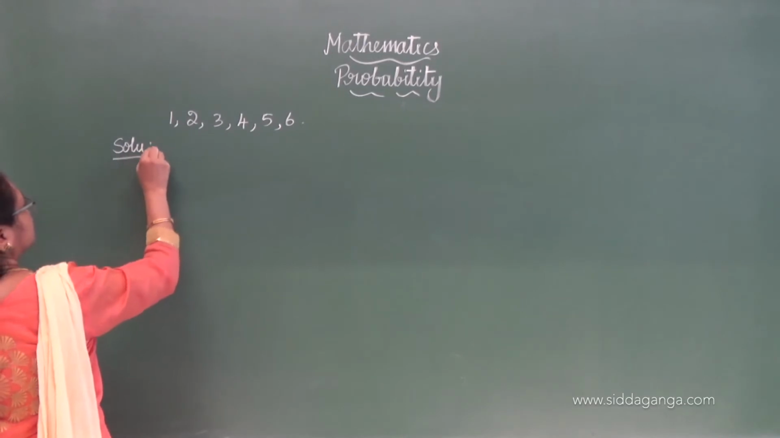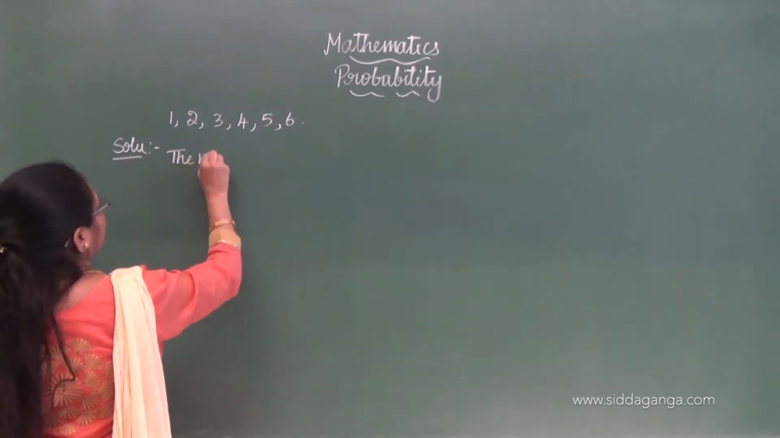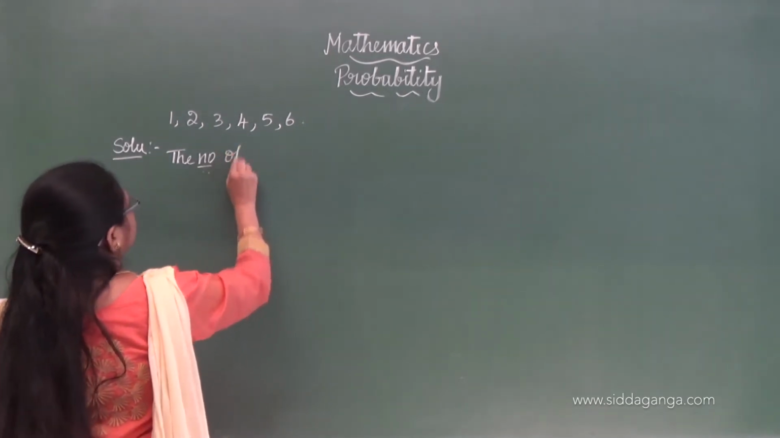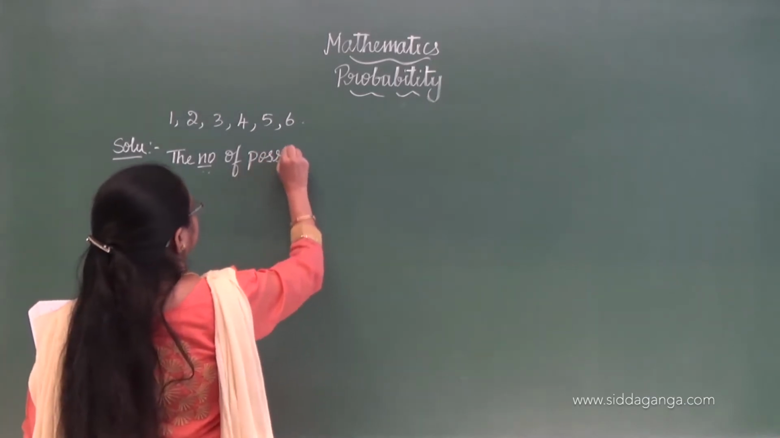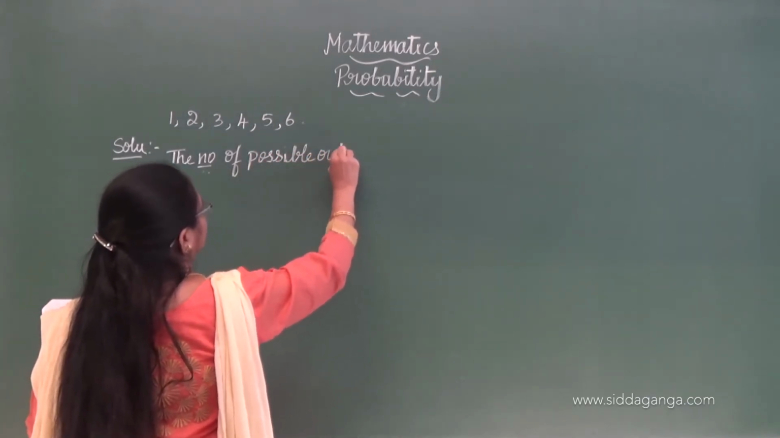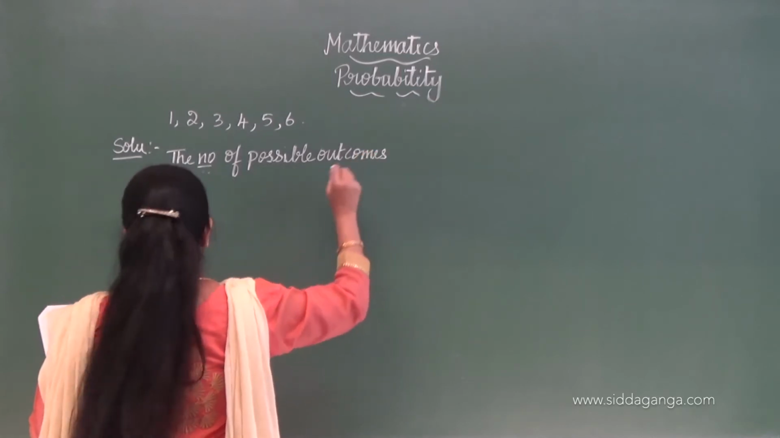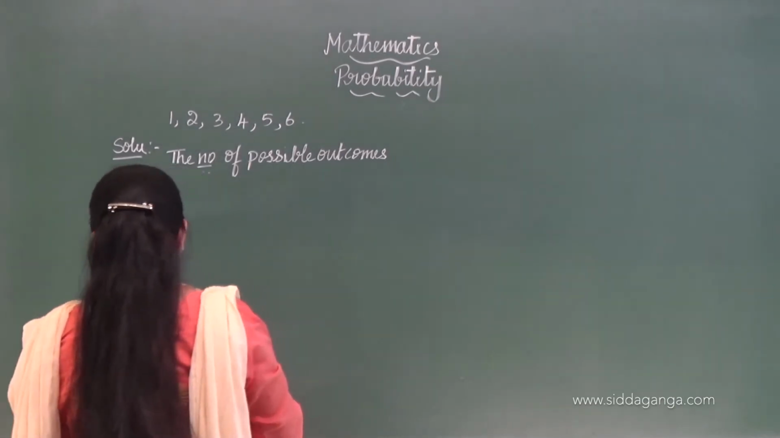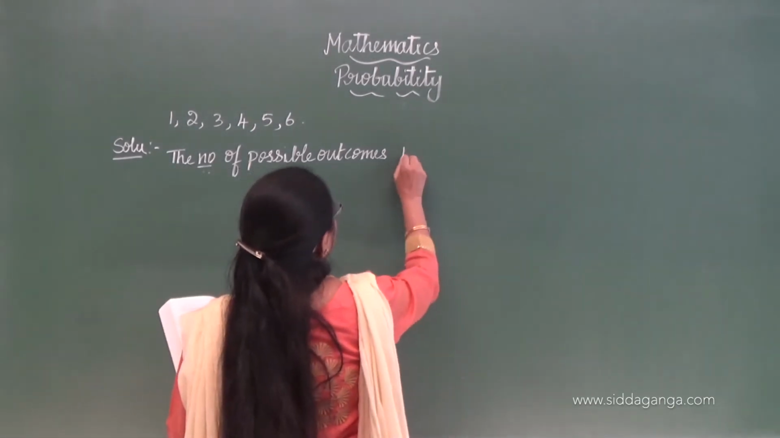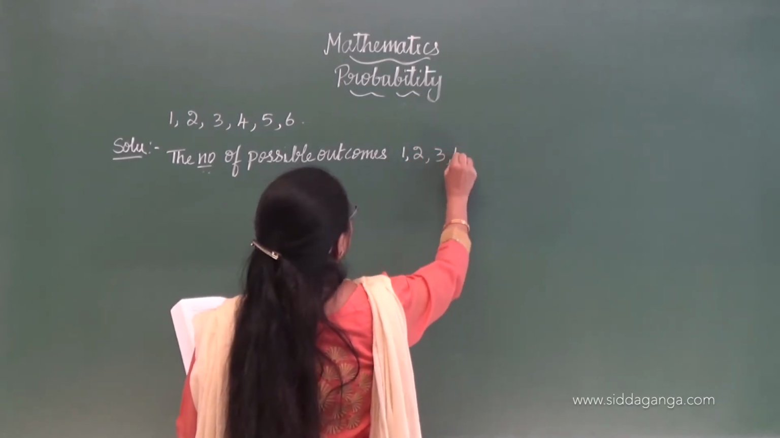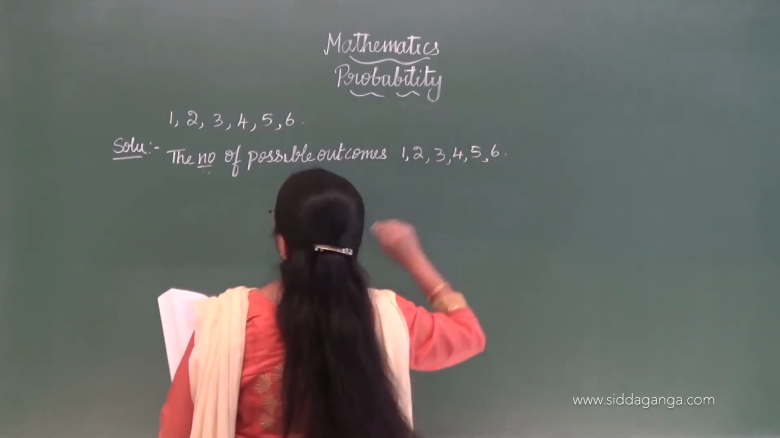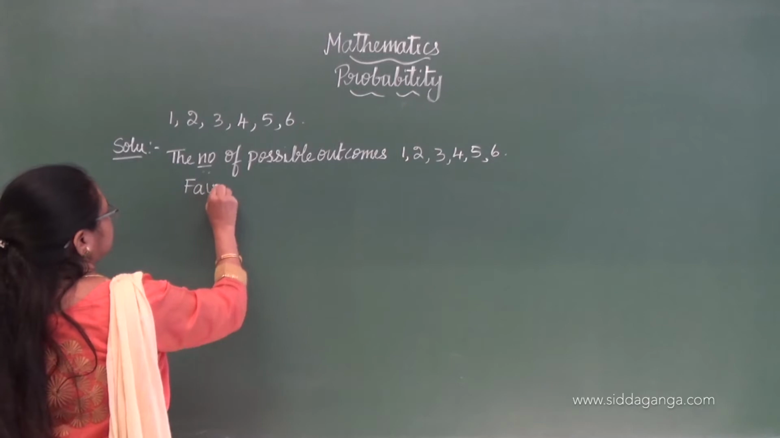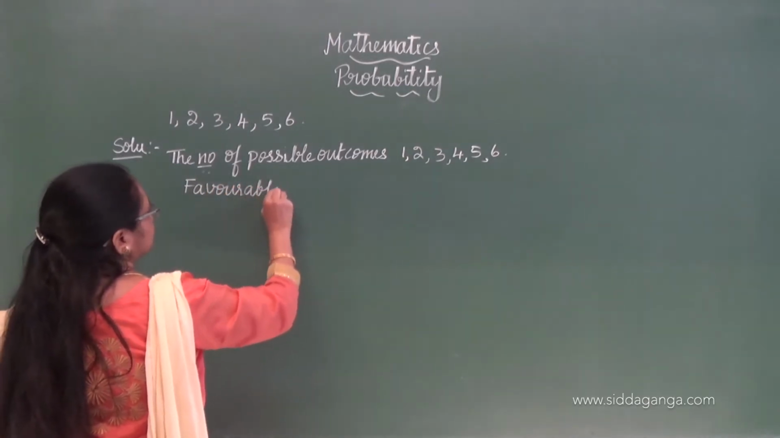Solution. The number of possible outcomes: 1, 2, 3, 4, 5 and 6. Then the favorable outcomes.